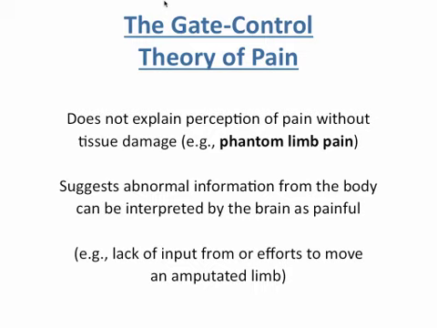So if you have been injured and had a leg amputated, and you have pain where you used to have a leg, we'd call this phantom limb pain. But it couldn't have been accounted for by the gate control theory of pain, because you don't have any tissue that should be signaling damage and opening up the gate.